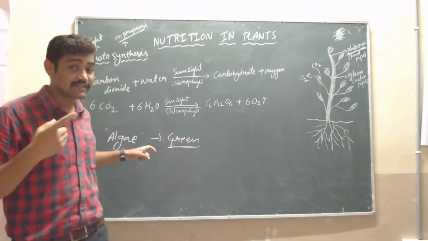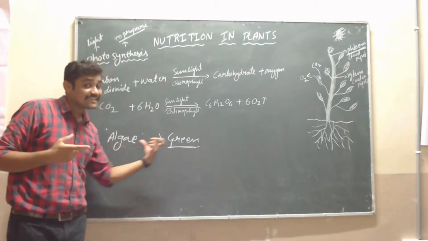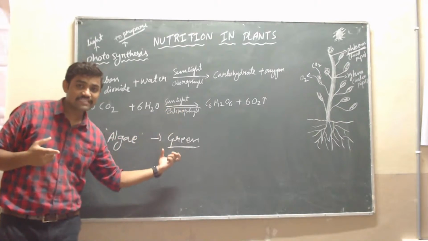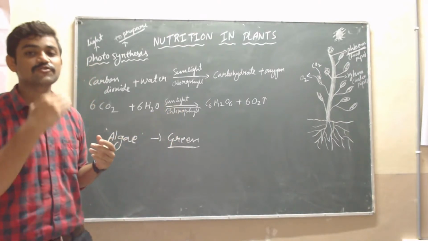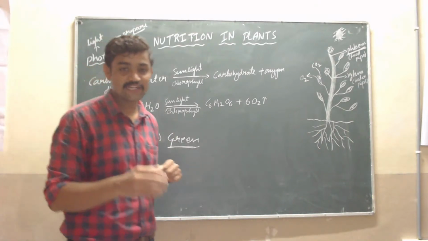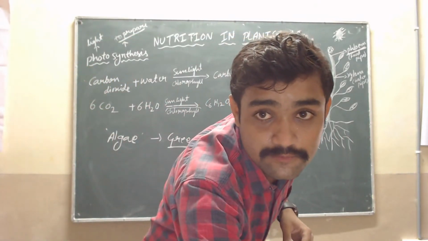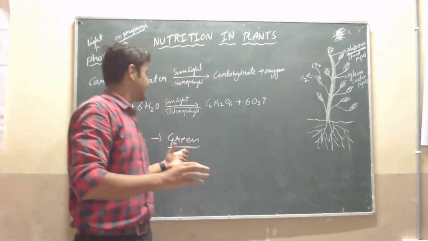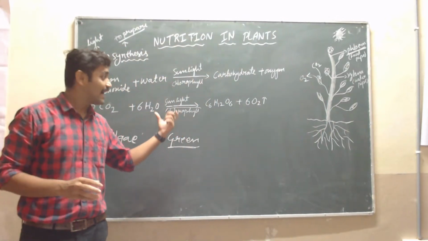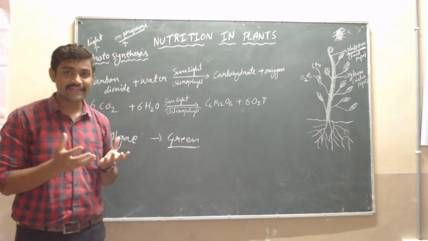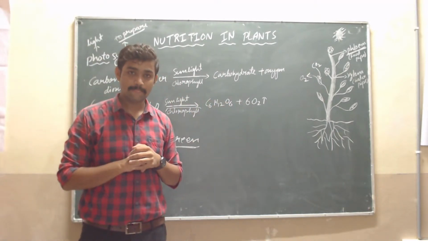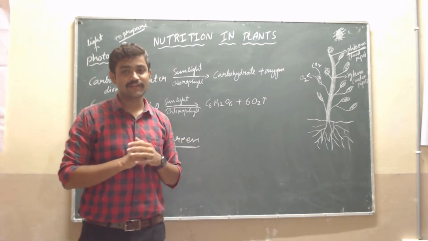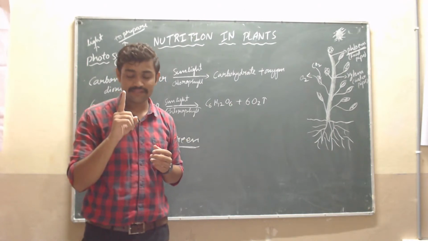But you have to understand that algae are green in color because chlorophyll is present in it. If chlorophyll is present in it, they can also prepare their own food, and they will grow, and they release oxygen to us. Understood? Yes.